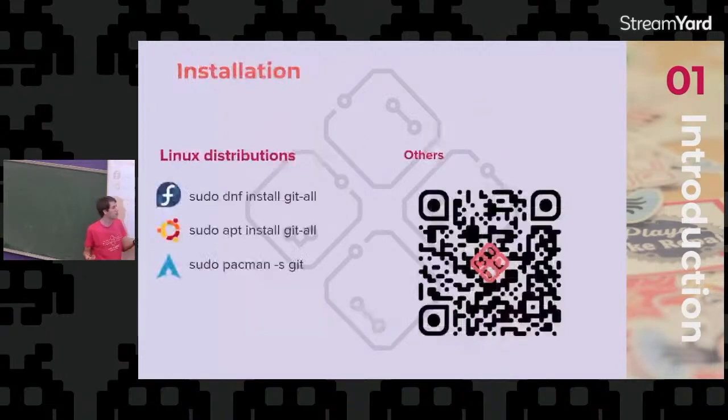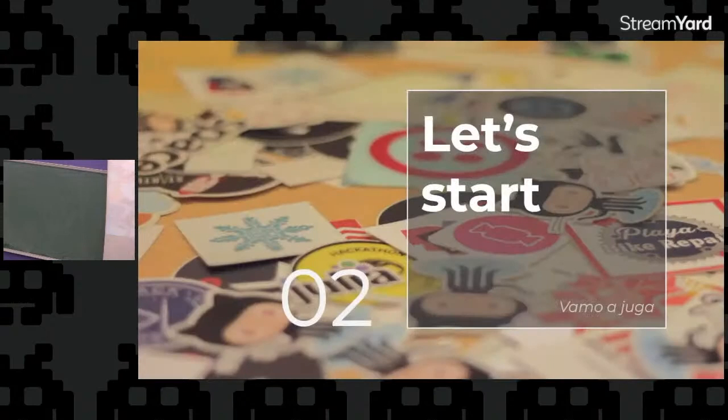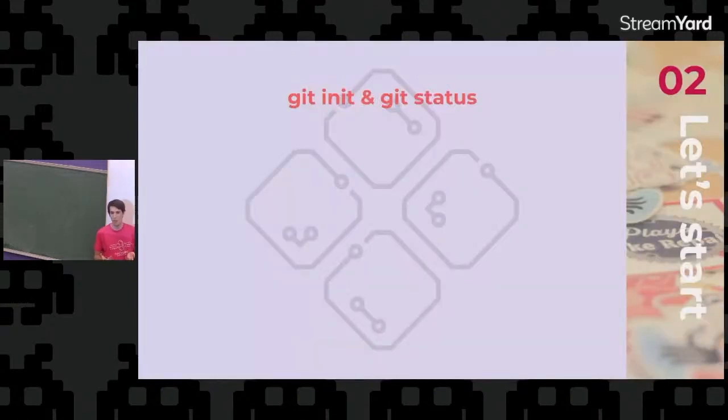So how do you install it? I think that all the Macs have Git pre-installed. But if you have Linux, you can install it with these commands. If you have Windows, go here, and there is also a manual. So let's start. We'll make a new project with git init.